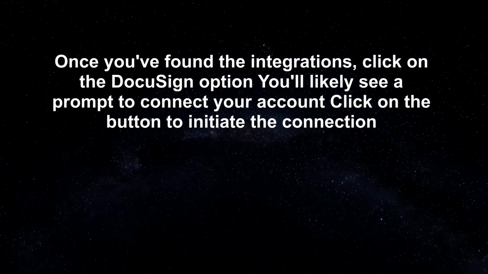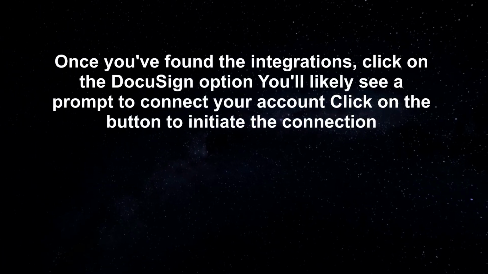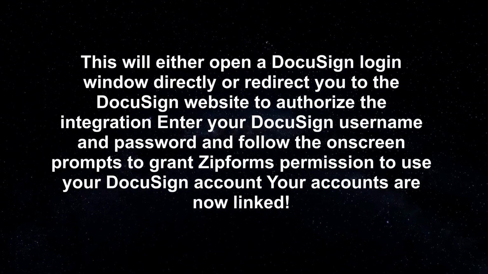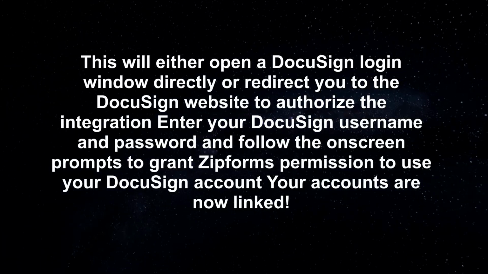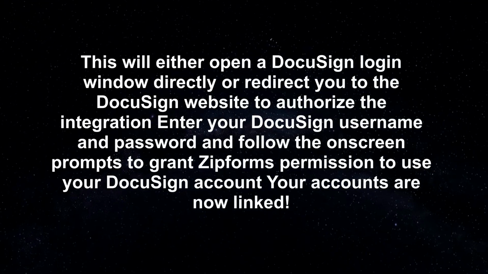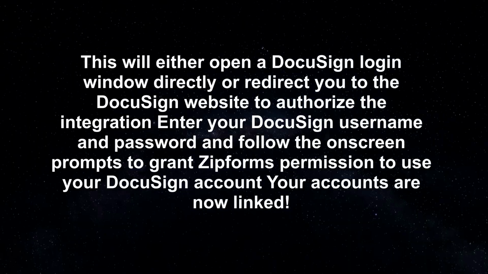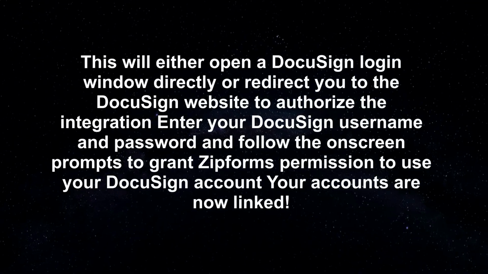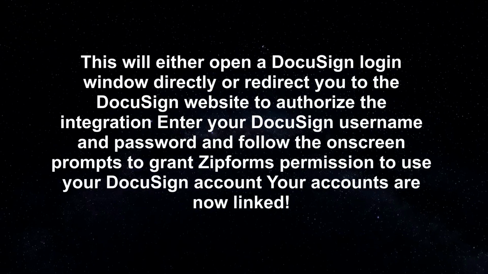You'll likely see a prompt to connect your account. Click on the button to initiate the connection. This will either open a Docusign login window directly or redirect you to the Docusign website. To authorize the integration, enter your Docusign username and password, and follow the on-screen prompts to grant ZipForms permission to use your Docusign account. Your accounts are now linked.